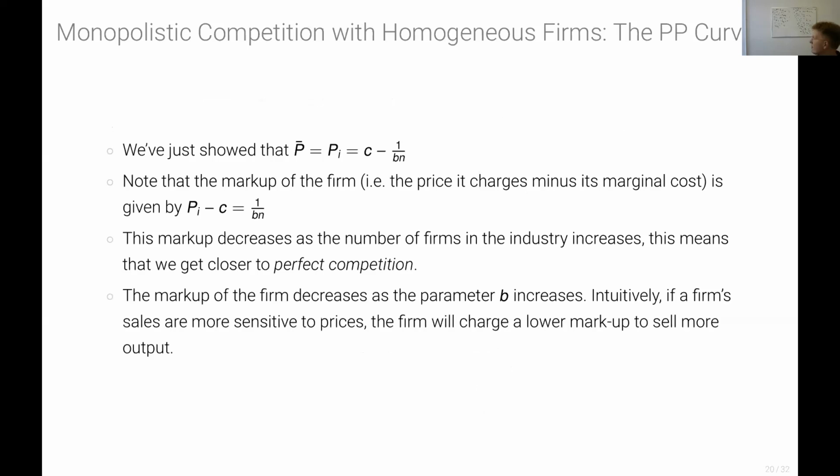The markup of the firm is also going to decrease as the parameter B increases. What B is representing is the price sensitivity of consumers to this product. If a firm's sales are more sensitive to prices, then you'd think that a firm might charge a lower markup to sell more output. So for more price sensitive consumers, the firm can't mark the price up as high above what its marginal cost is.